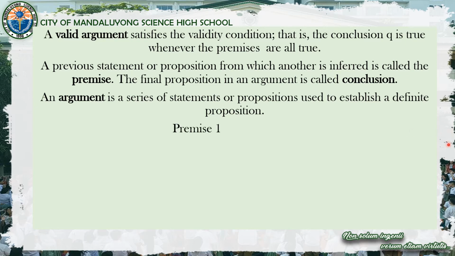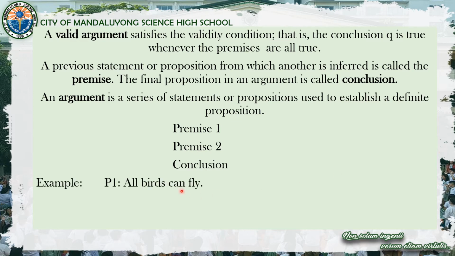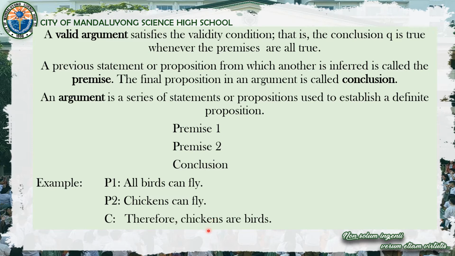For example, you have premise 1 and then premise 2. You have there your conclusion based from the two premises that you have. For example, your premise 1, all birds can fly. Premise 2, chickens can fly. Then, your conclusion, therefore, chickens are birds.